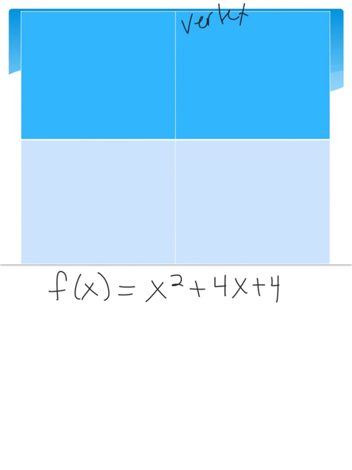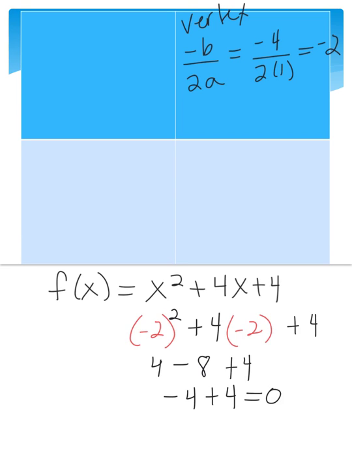Let's look at another quadratic. Let's suppose we have f of x equals x squared plus 4x plus 4. The first step in graphing is to find the vertex. Because it's not in vertex form, we're going to do negative b over 2a, or negative 4 over 2 times 1, which gives us negative 2 as the x-coordinate. We need to take that and plug it back in. When we plug that back in, you can now see that the y-coordinate of that vertex is 0. So our vertex is at negative 2, 0.